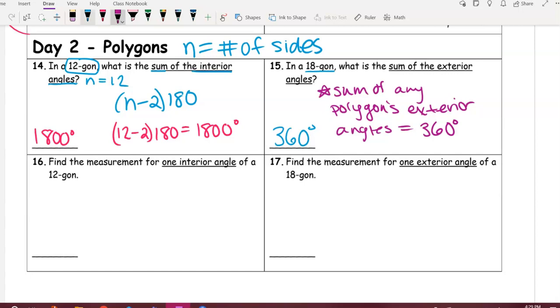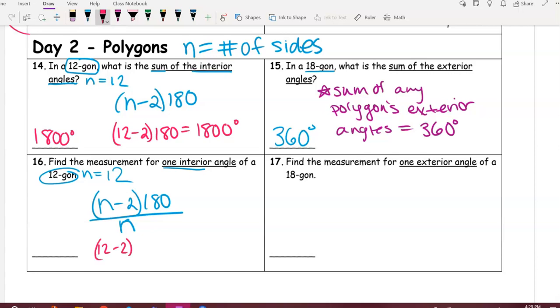Okay, next, find the measurement for one interior angle of a 12-gon. That means, again, our n is 12, and our formula here is the same as the one above on number 14, n minus 2 times 180, but we are dividing by n. So here we're going to have 12 minus 2 times 180 divided by 12. When you put that in a calculator, we'll get 150 degrees.